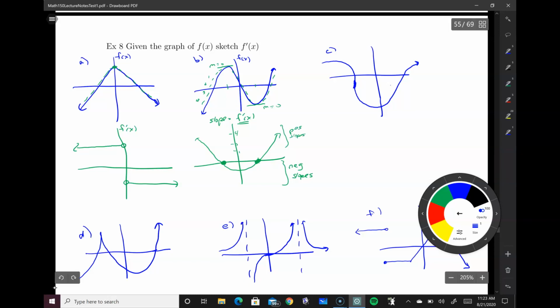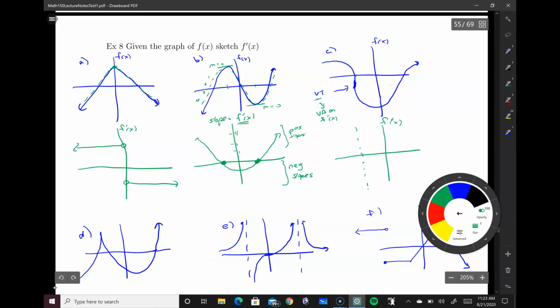All right, so this one here, I've tried to really emphasize, this point right here is a vertical tangent. So what does a vertical tangent mean? If I have a vertical tangent on my f of x, that's going to translate to a vertical asymptote on f prime of x. So wherever that x value is, let's put it right there. It's going to be a vertical asymptote on the derivative graph.